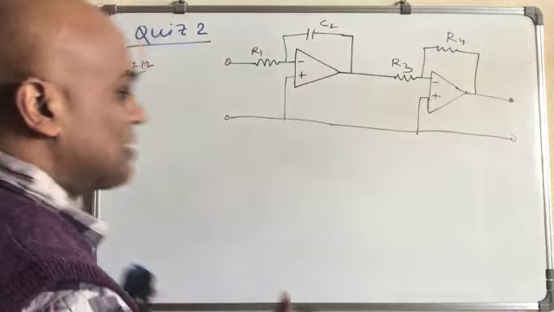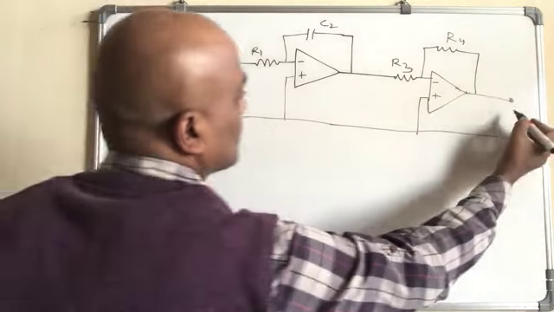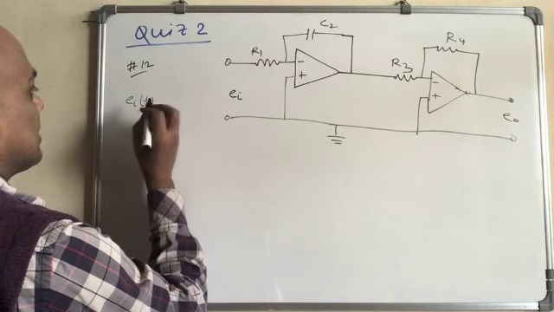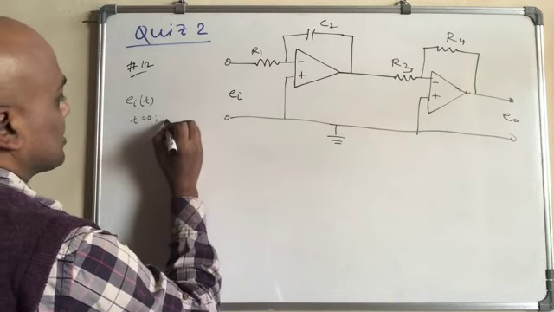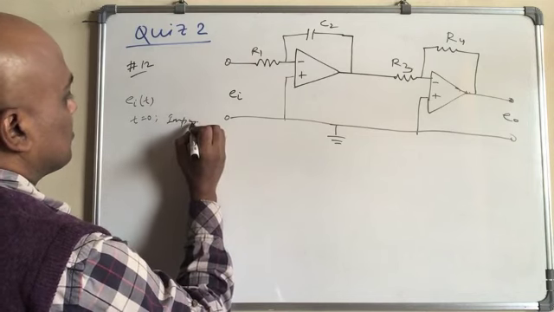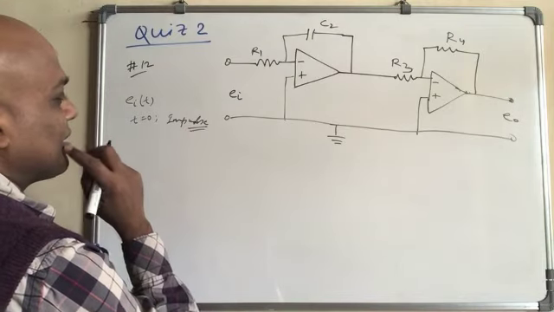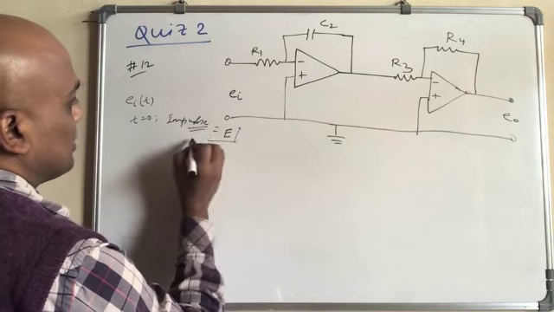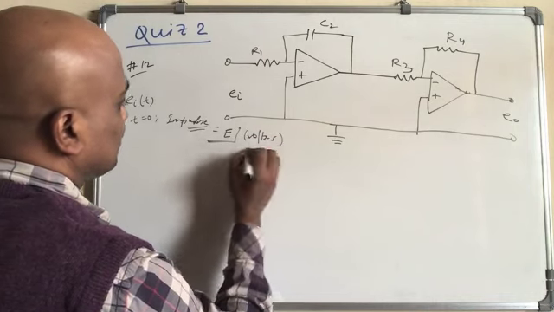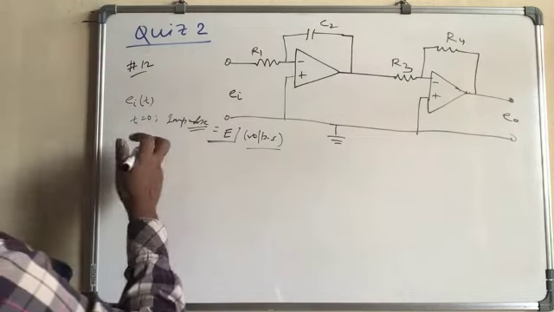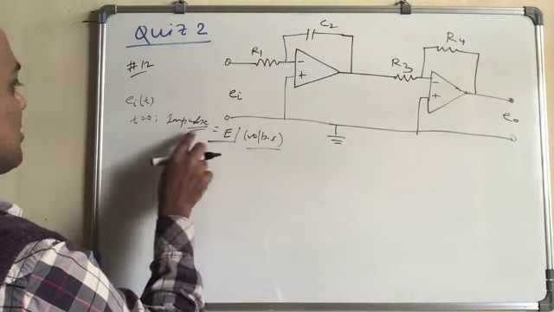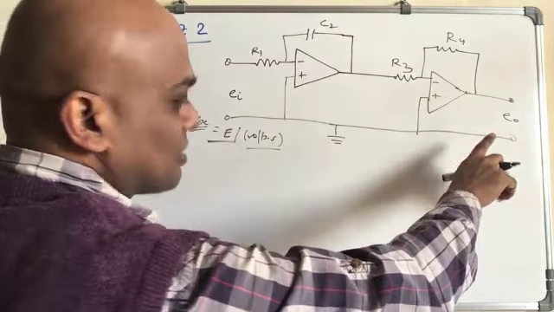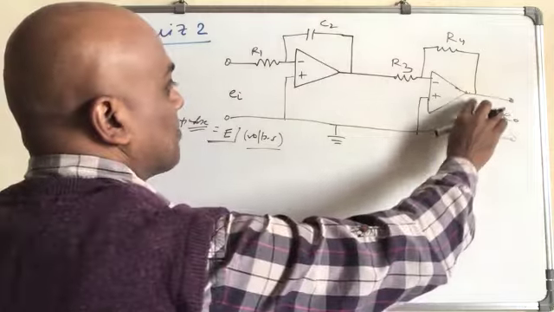In this question, this is E_i and this is E_out, right? And the question is that at t equal to 0, we are giving an impulse. We are giving the impulse in volt-seconds, and let's say the impulse is E, in volt-seconds. This is given. So at t equal to 0 we have E_i equal to E in volt-seconds. What is the final output?